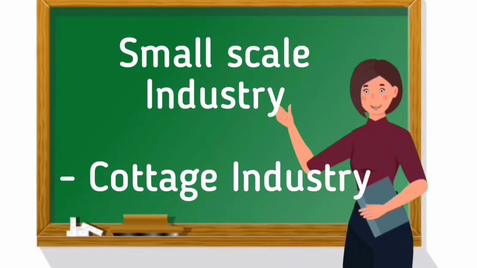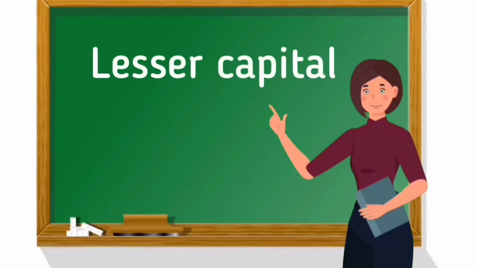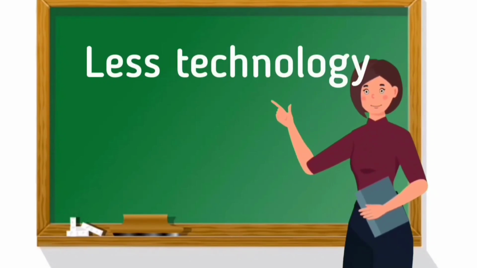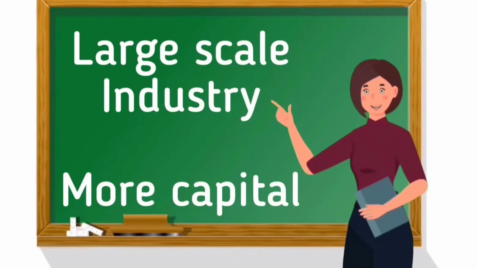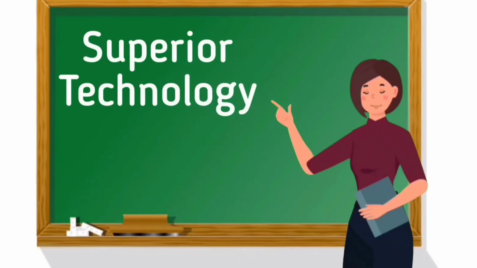In a cottage industry, what happens is that people make baskets and other handmade things. These are small scale industries, right? Small scale industries use a lesser amount of capital, meaning less money is needed, and less technology as compared to large scale industries that produce a large volume of products. Investment of capital is higher. Technology used is superior in large scale industry.